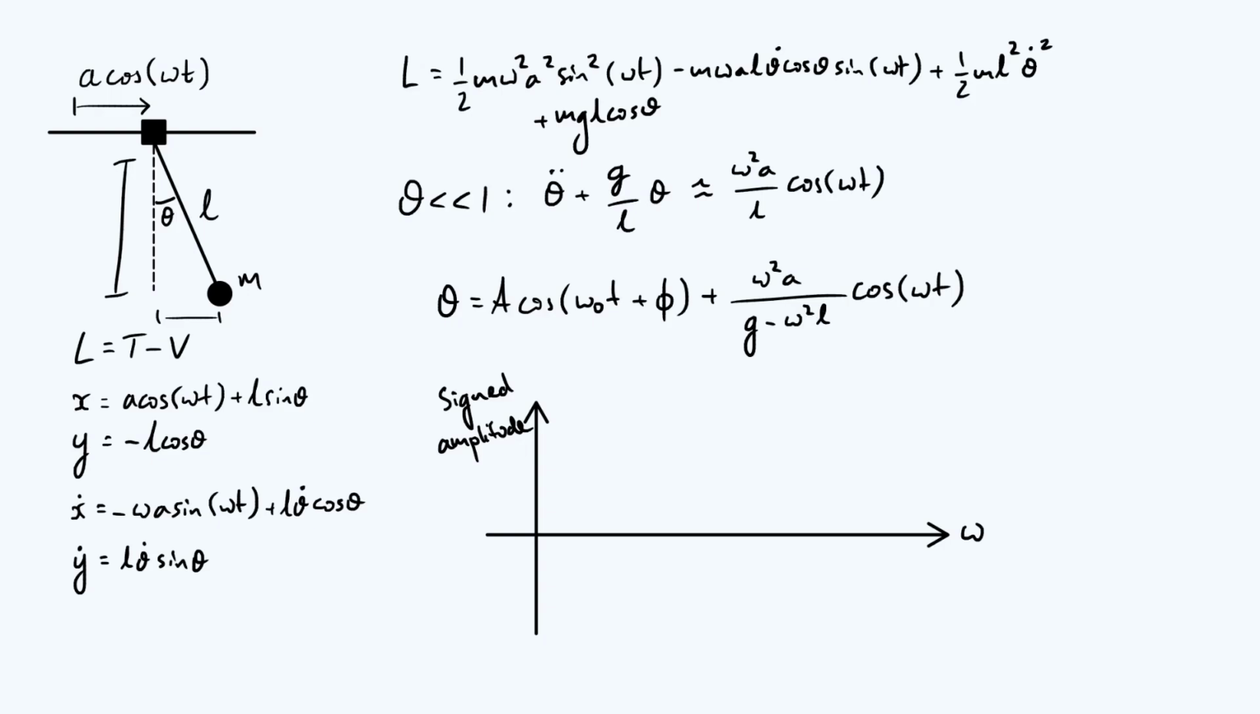Well, when omega is small, you can neglect this minus omega squared L in the denominator, and you just get omega squared a over g, which is just a quadratic function. So the graph looks approximately quadratic for small omega.